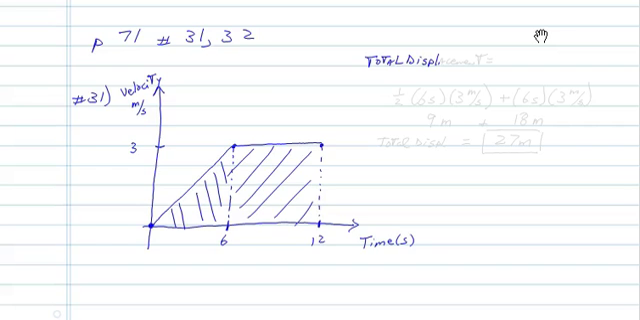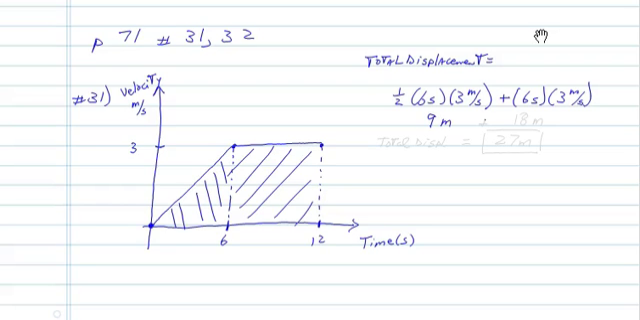So Sakazi's total displacement is the area of the triangle, which would be 1/2 base, which is 6 seconds, times the height, which is 3 meters per second, plus the area of the rectangle. Well, the base goes from 6 to 12, so the base is 6 seconds again, and the height is again 3 meters per second. So 1/2 of 6 is 3, 3 times 3 is 9.